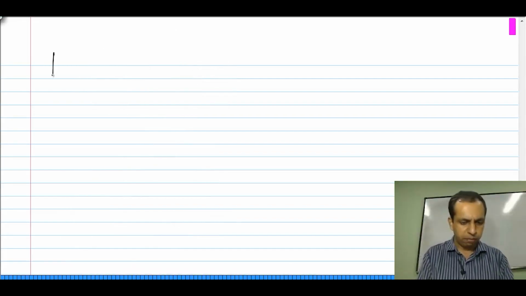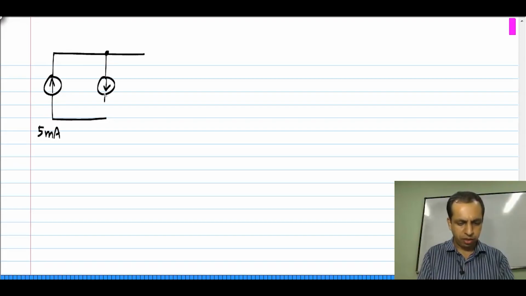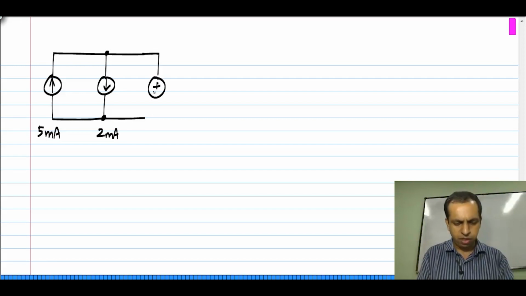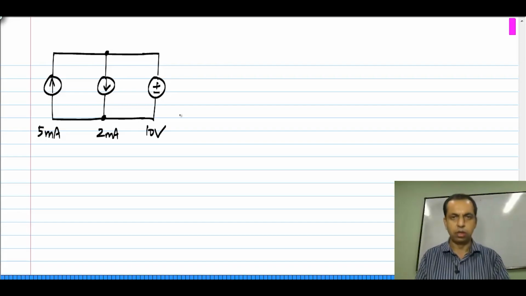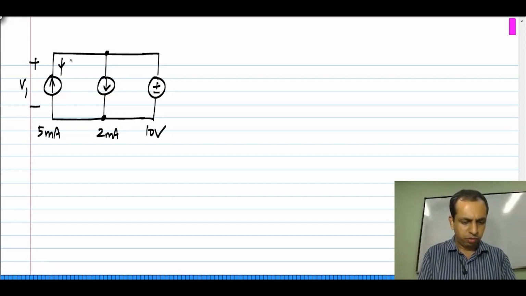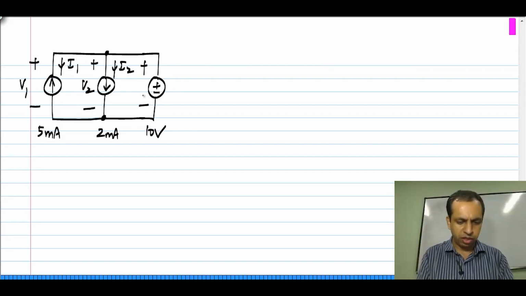Let us take a simple example of a 5 milliamp current source in this direction in parallel with a 2 milliamp current in the downwards direction connected to a 10 volt voltage source. So, again I will formally define currents. After a while you can do this almost automatically. V1 I1, V2 I2 and V3 I3.